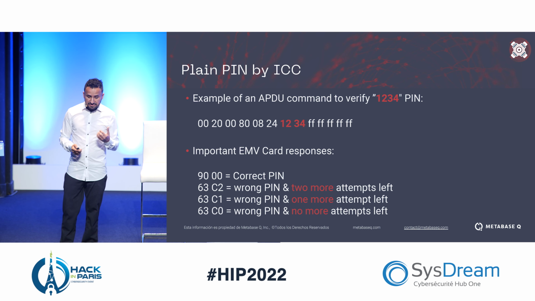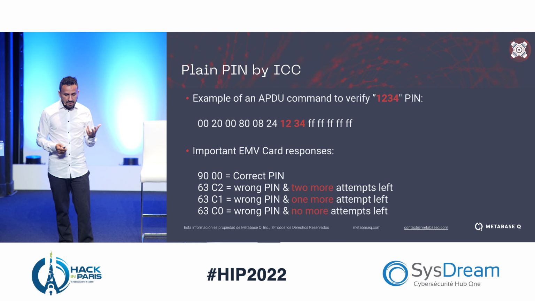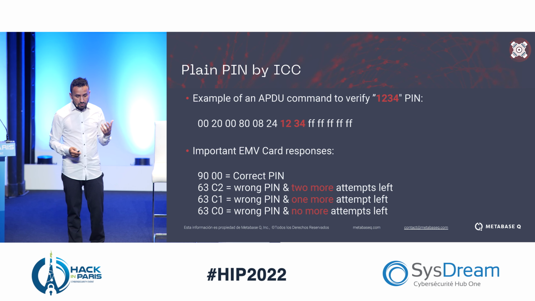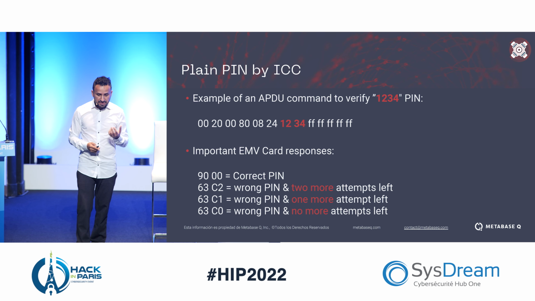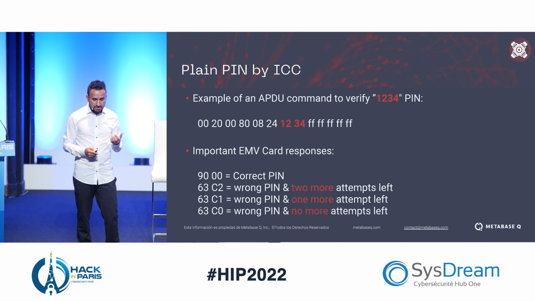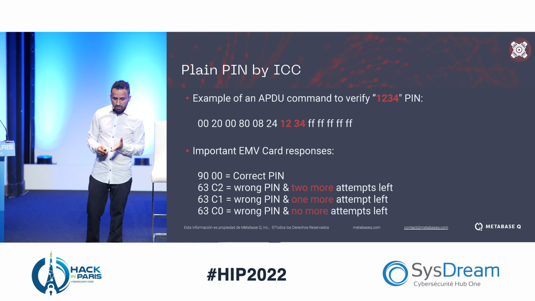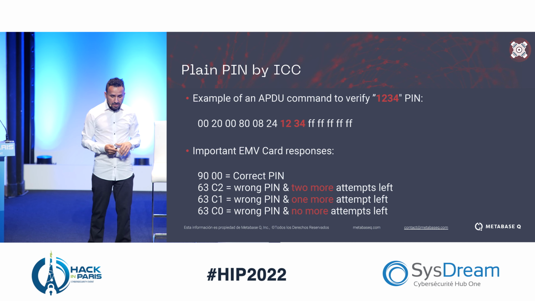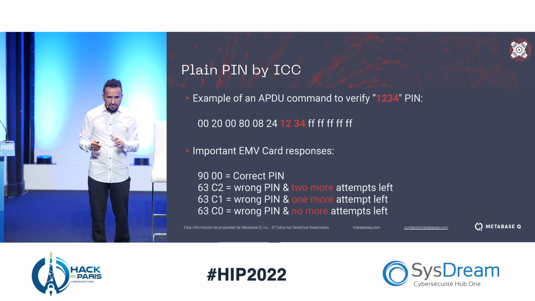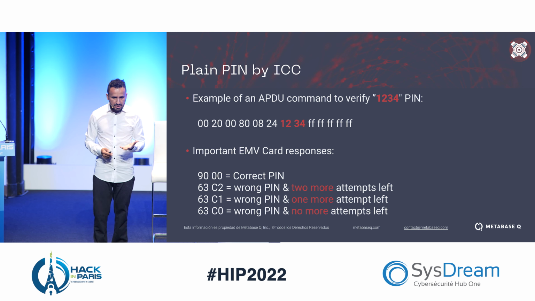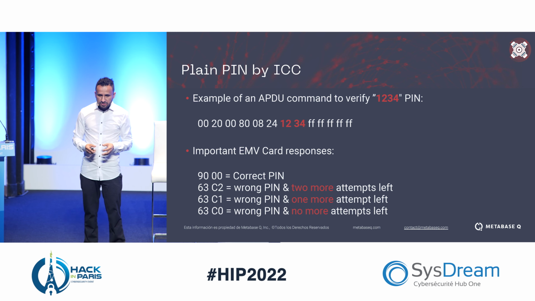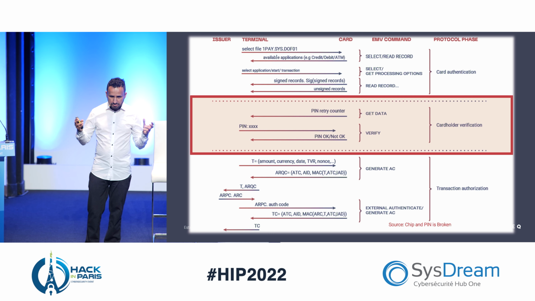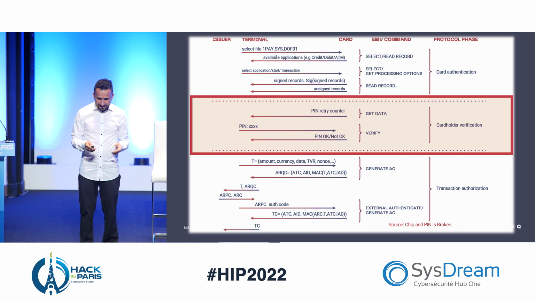The next one is 63C2, which means it's a wrong PIN, but you have 2 more attempts left, so you can try different PINs. 63C1 is a wrong PIN with 1 more attempt left, and 63C0 is basically a wrong PIN with no more attempts left. If we arrive at this last answer from the card, it means that the card is going to be blocked, and we cannot send any more PIN attempts. So basically, it's a mechanism to protect against brute force attacks. That's how theoretically it has to work, right?